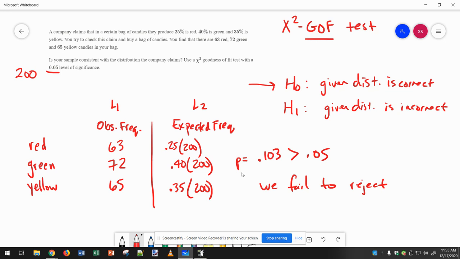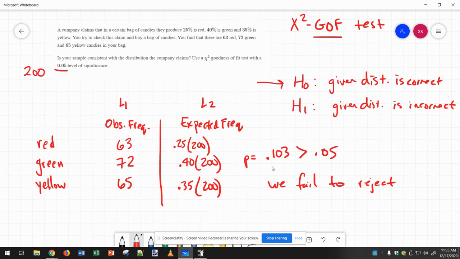But in this case, we do have a p-value that's greater than the significance level. So we fail to reject, which is kind of like accepting the null hypothesis, and really we should say there isn't enough evidence to suggest that these expected frequencies are different from the observed.